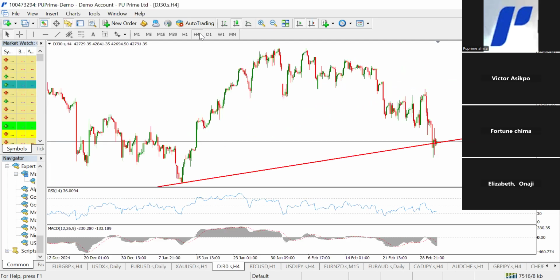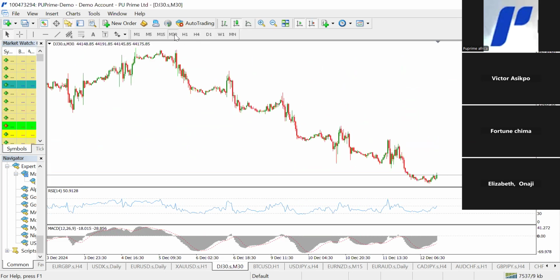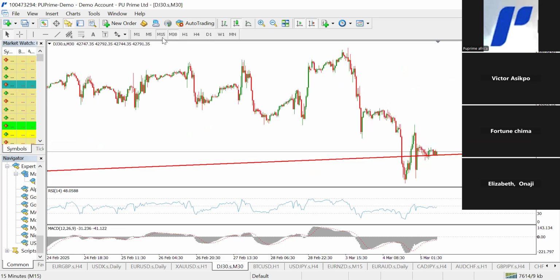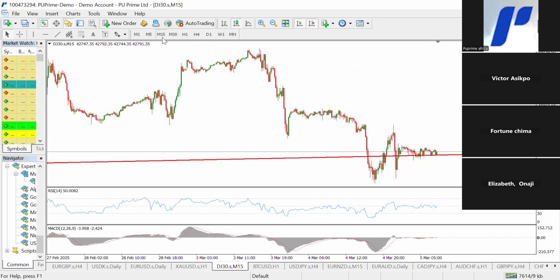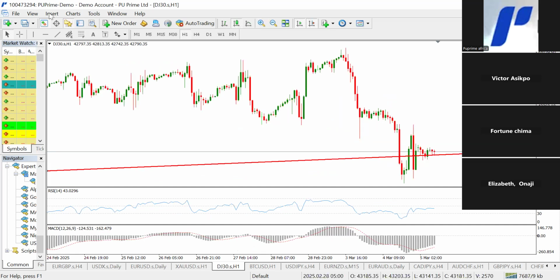If you flip down to the 4-hour and possibly the 1 hour, okay, still not clear. It's on 1 hour. Let's go down to 30 minutes, 15 minutes. Well, honestly, it's not really clear, but we have a bullish outlook on this based on what is happening on the trend line on the daily time frame.